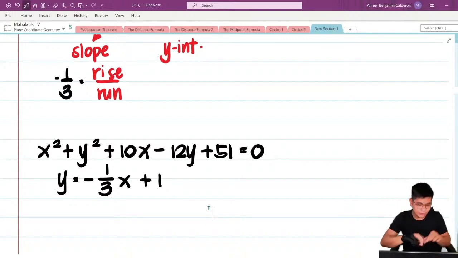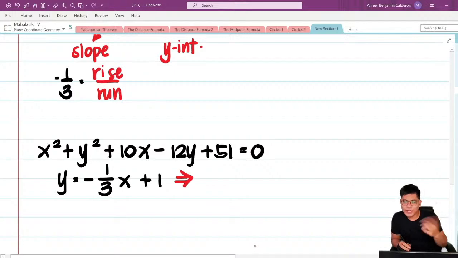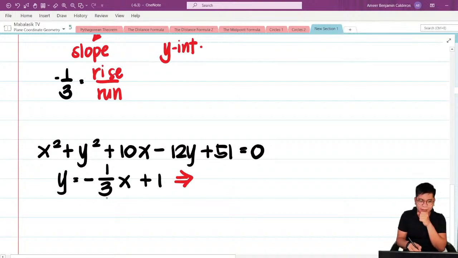So what we want to do is to try, instead of y equals, gawin ko kaya siyang x equals. Tapos try natin kung may fraction or wala. Kapag walang fraction, yun na lang yung gagamitin ko. Okay? So, dahil may denominator 3 ako, what I want to do is to multiply the whole equation by 3. So, I can eliminate the denominator 3.